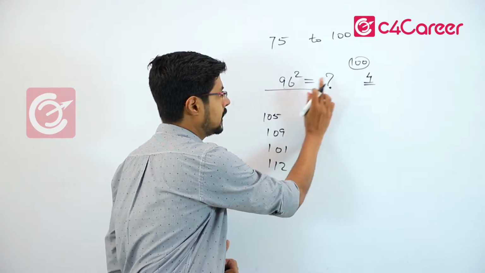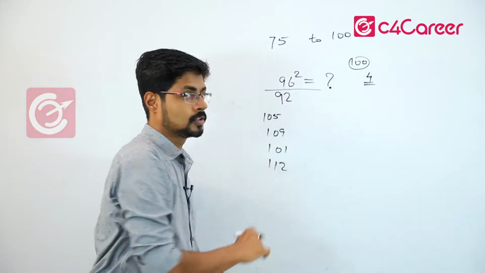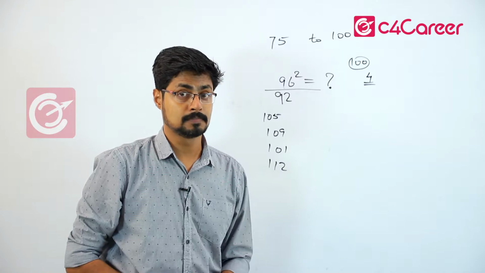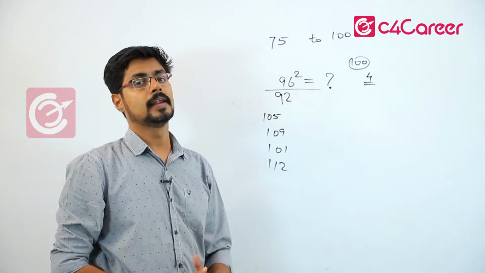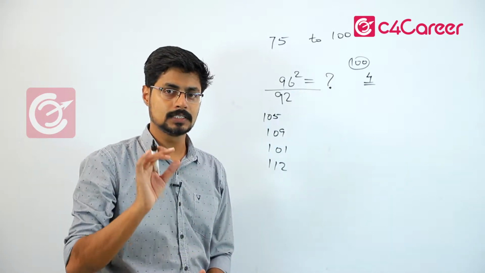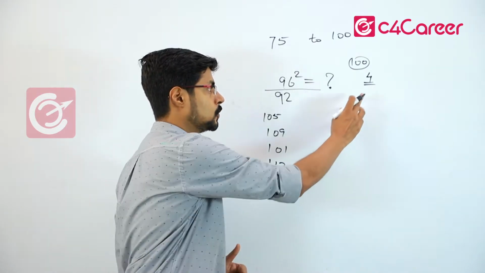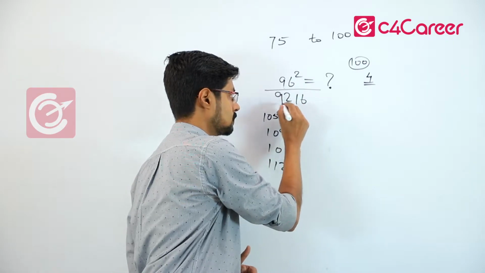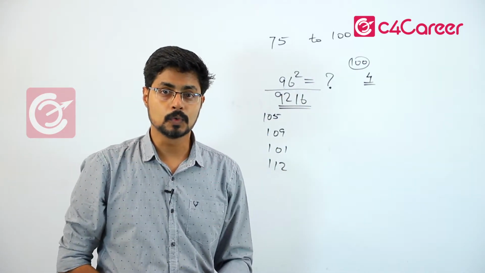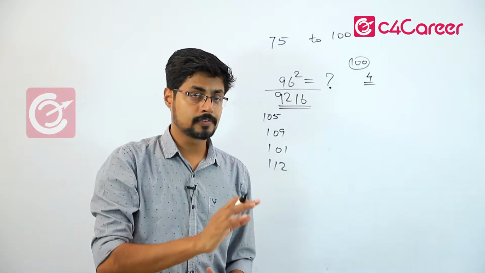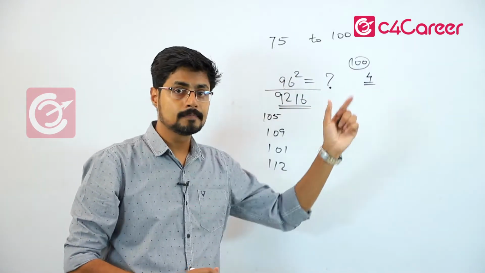So the first part is 96 minus 4, which will be 92. Second part, no change. I told you to learn it thoroughly in the first part. Same thing, we have to do the square of 4. So the answer is 9216.